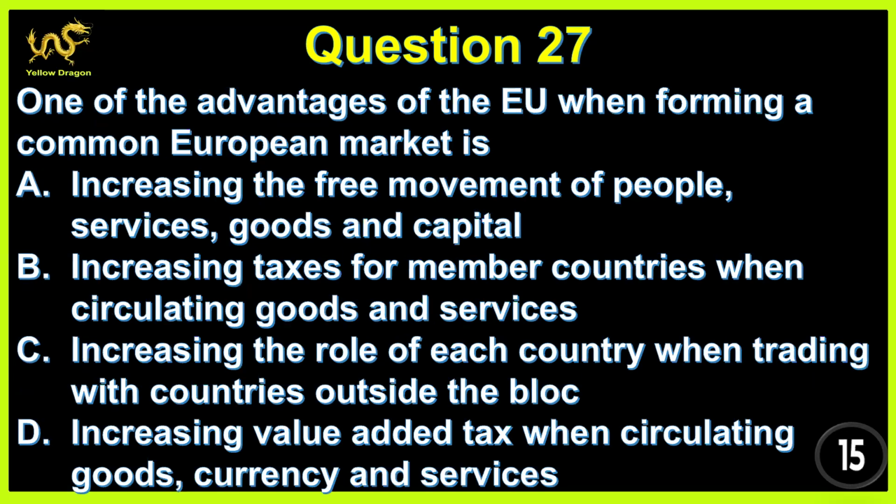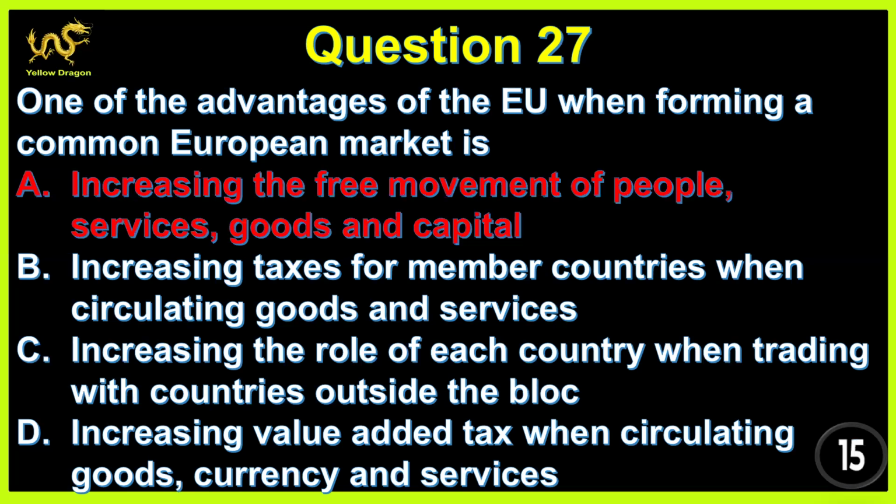One of the advantages of the EU when forming a common European market is: A. Increasing the free movement of people, services, goods and capital. B. Increasing taxes for member countries when circulating goods and services. C. Increasing the role of each country when trading with countries outside the bloc. D. Increasing value-added tax when circulating goods, currency and services. A. Increasing the free movement of people, services, goods and capital.